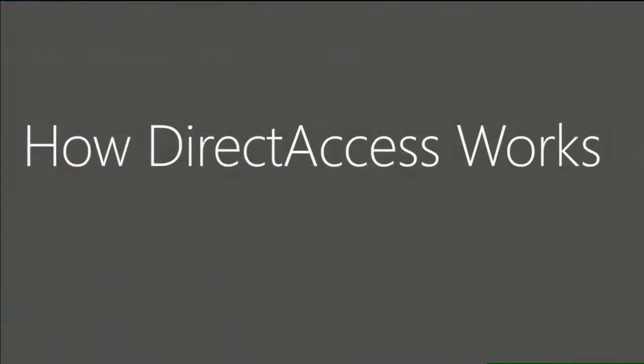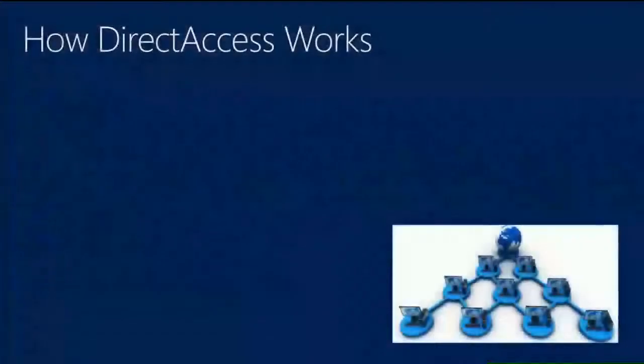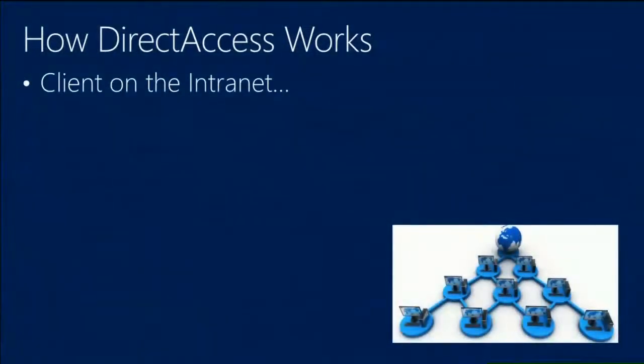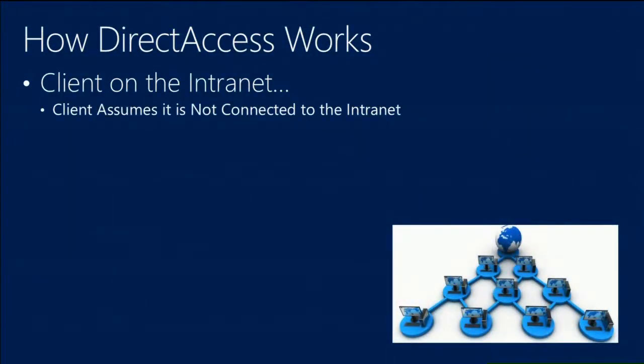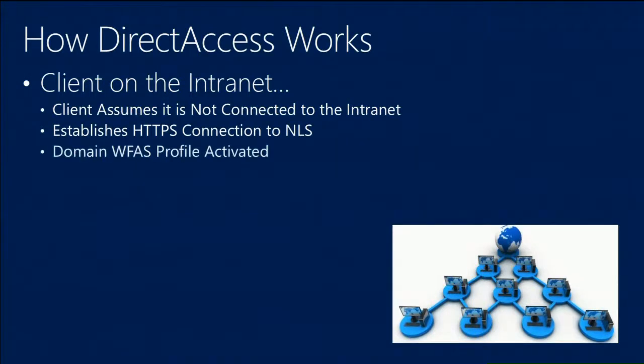So let's talk a little bit about how DirectAccess works. When the client is on the intranet, the client first assumes that it's not connected to the intranet, and it will attempt to establish an SSL or an HTTPS connection to the network location server. So it looks it up in DNS, attempts to connect to it, and if it responds, everything's good, it's happy. It says, okay, I got a response back from my network location server. I'm on the intranet.